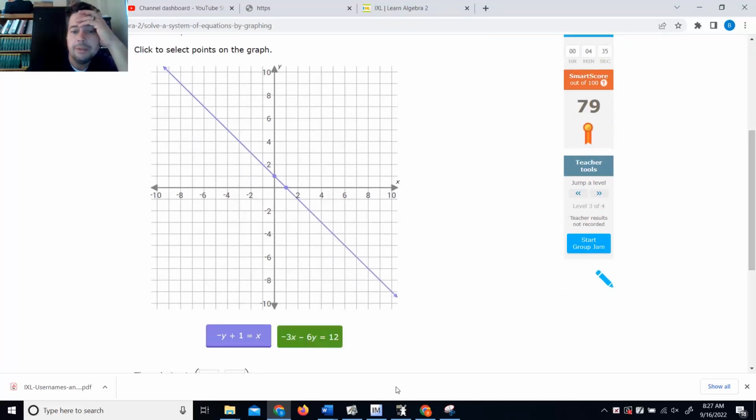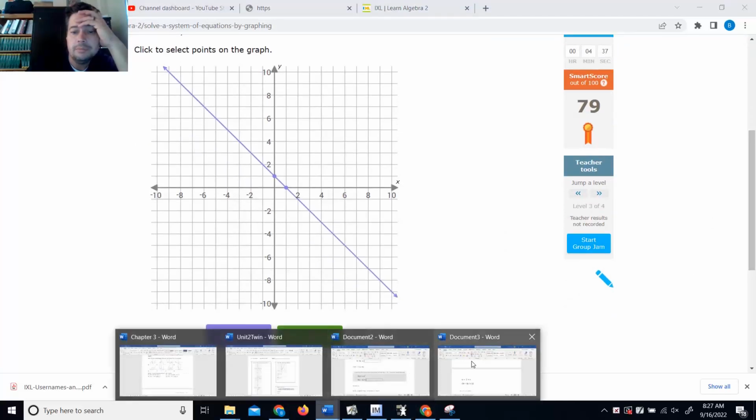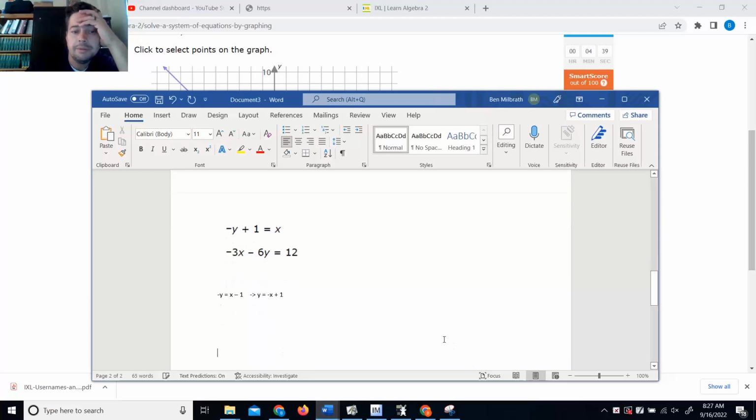Then we have this dude. That dude needs to be messed with. Make this font bigger for y'all. So the first thing that I would do if I was doing y equals mx plus b is I would jump that 3x over. That changes its sign. Then I would divide out the -6. Then, of course, reduce the fraction.